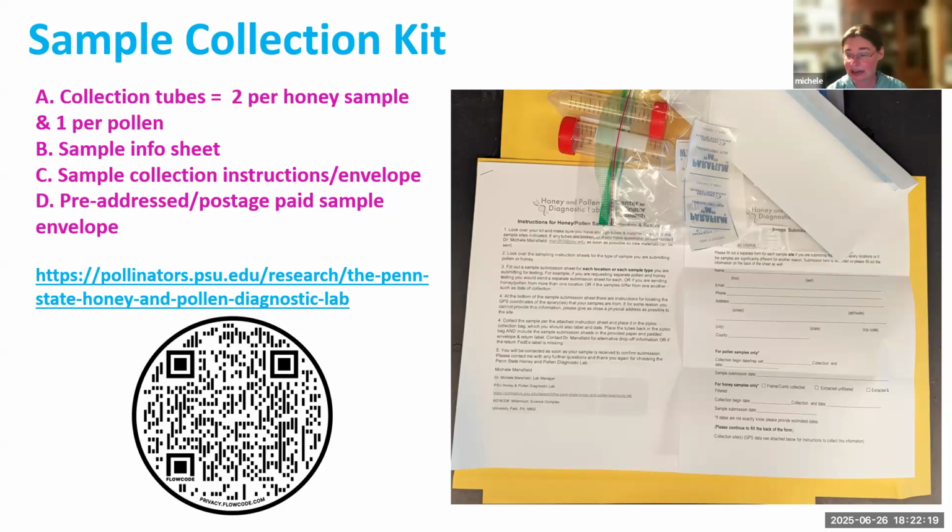There's a sample information sheet that comes with every kit, and you should have as many information sheets as you have samples. If you don't, I always tell people, email me. I've got it. I also have it posted online on our website, so you can always download it yourself. And then I do prepaid postage, so you can send everything back when you collect it. And the QR code should go to the website for the lab.